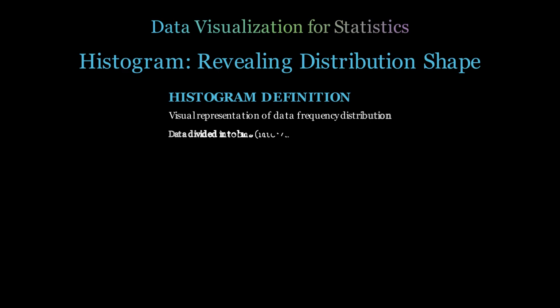Histograms reveal the distribution's shape. Is it symmetric like a bell curve, skewed to one side, or multimodal with multiple peaks? They show the center where most data clusters, the spread across the range, and whether you have one mode or multiple concentration points. No other visualization gives you such immediate, comprehensive insight into your data's structure.